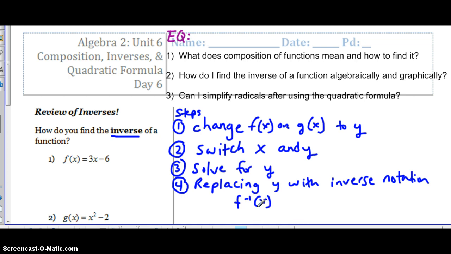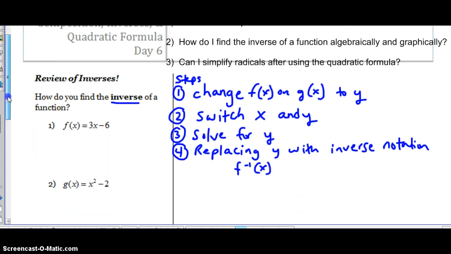Sometimes the directions will just say find f of -1 of x, and you need to know that means inverse. So sometimes it'll use the words inverse and other times the notation. So make sure when you see that -1 in between the f and the x, that means inverse notation. Alright, let's try problem number 1.